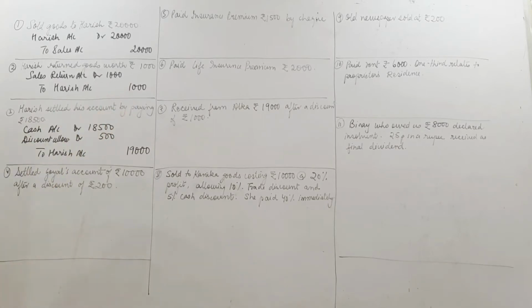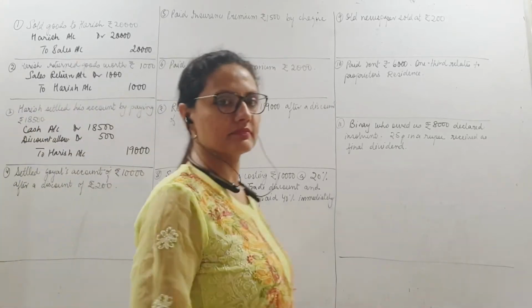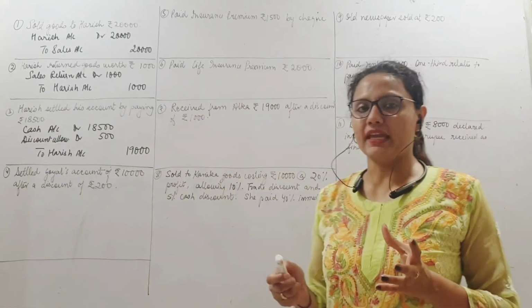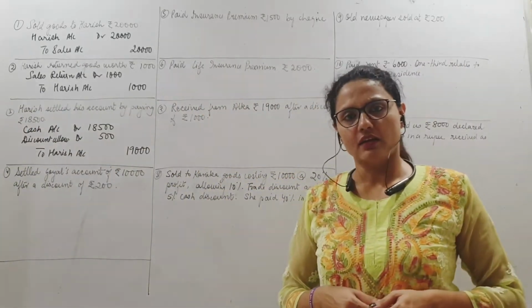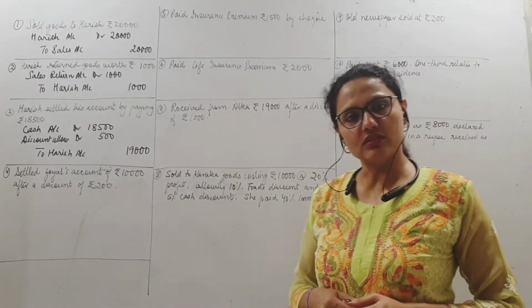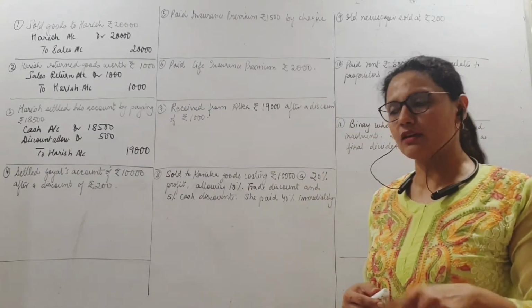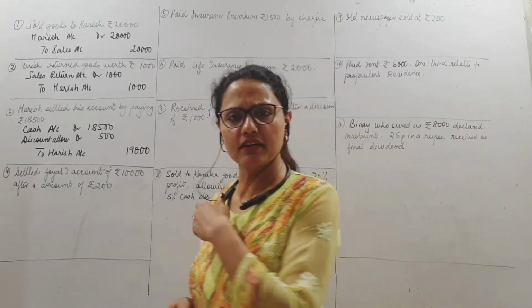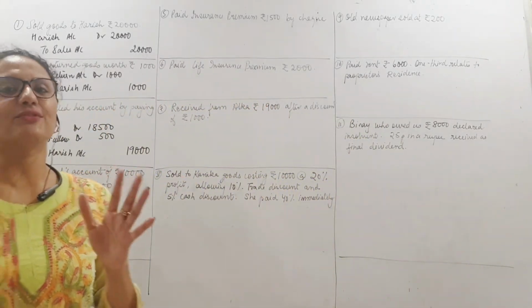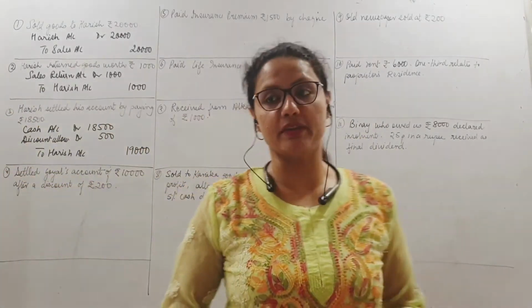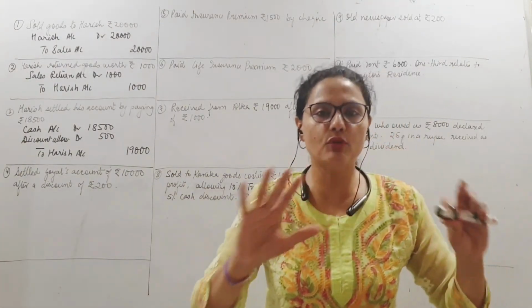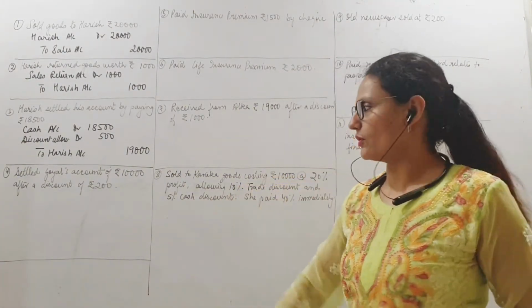Now again, settled Goel's account of 10,000 after discount of 200. Okay. Now what does this mean? Was the total amount paid 10,200 or was it 10,000? Have I paid 10,000 or have I paid 9,800? Many students get confused here, of course. Might be confusing. So let us remove the confusion, once and for all.